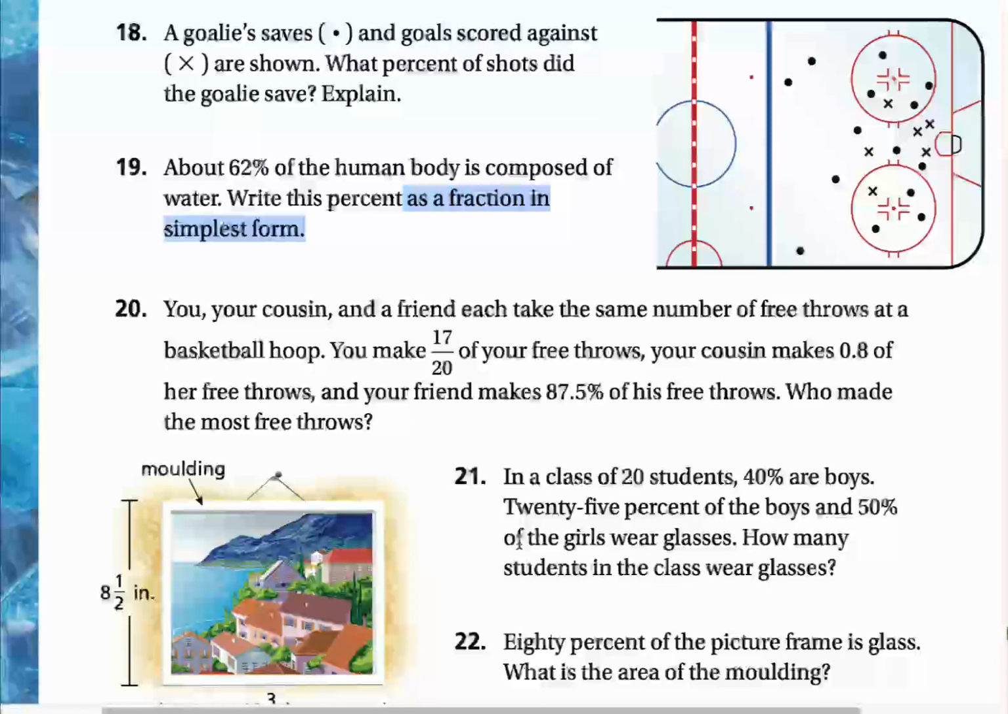Faris, go ahead. You, your cousin, and a friend each take the same number of free throws at a basketball hoop. You make 17 over 20 of your free throws. Your cousin makes 0.8 of her free throws. And your friend makes 87.5% of his free throws. Who made the most free throws?